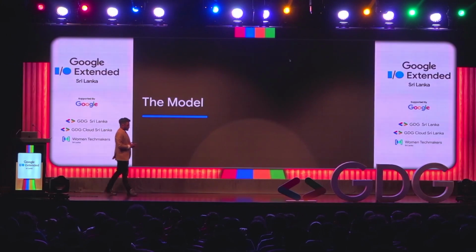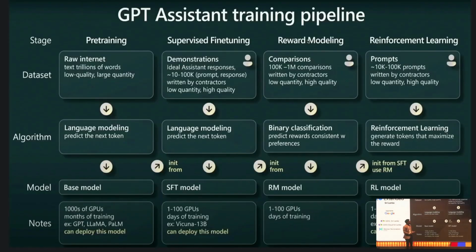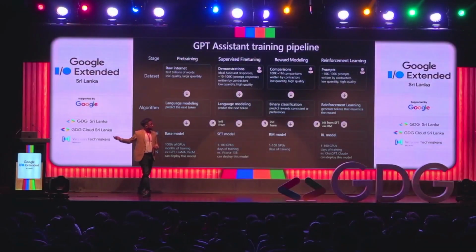Okay, so let's start with the model. Because before understanding how we can use large language models in an enterprise context, it's important to understand how these models train and work, right? That's the foundation of how we can leverage these models to the maximum. So this is, for example, GPT's training pipeline. It's a pretty complicated diagram directly from OpenAI. So we can dissect it down a little bit.